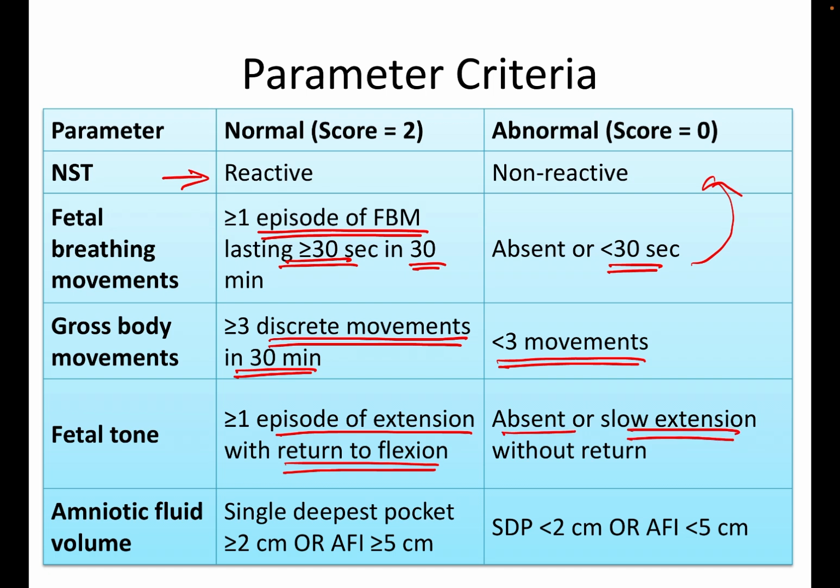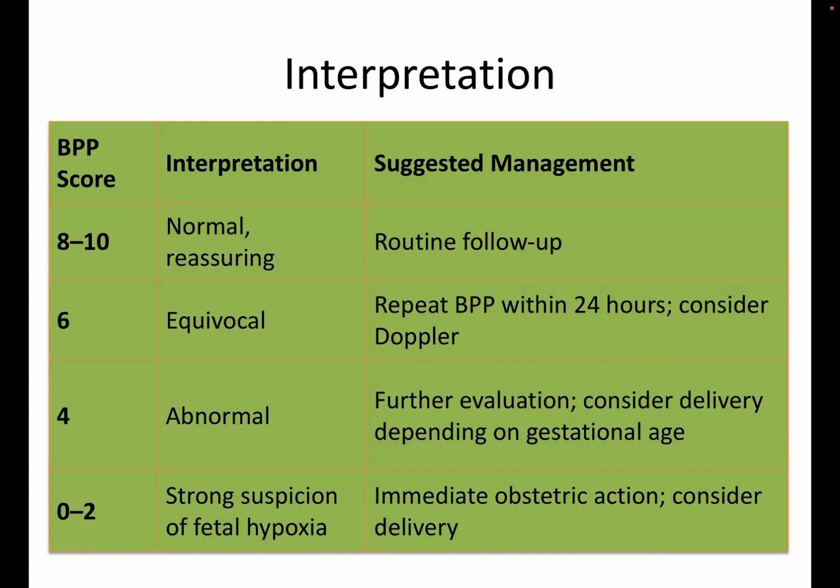In case of amniotic fluid, single deepest pocket greater than or equal to 2 centimeter, or amniotic fluid index greater than or equal to 5 centimeter is normal. So the SDP less than 2 centimeter or AFI less than 5 centimeter is considered as abnormal.